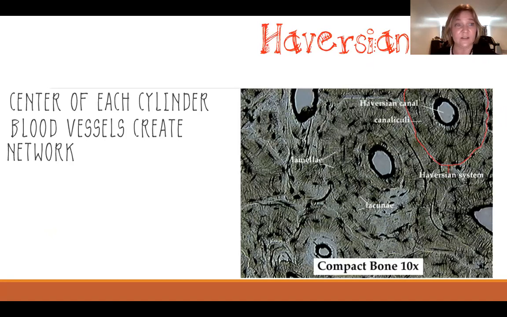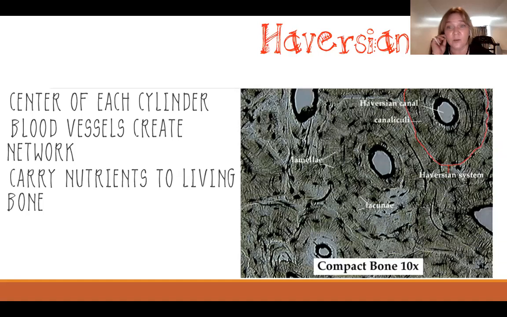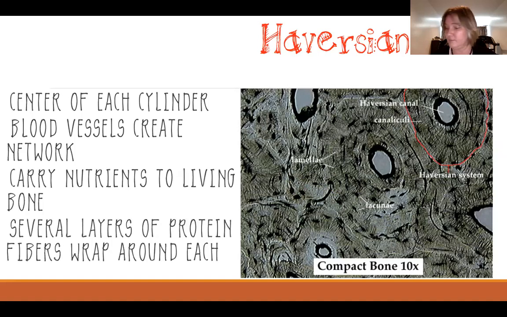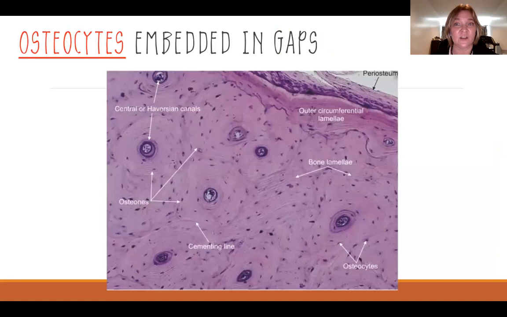And like I said, the blood vessels and the nerves create a network that go through there, because all of the little dark spots that you see here, here, here, here, here, here. These are osteocytes. These are living bone cells, and they need a supply of nutrients and oxygen. Okay, here's another micrograph of bone, and you can see the osteocytes that are embedded in these layers.